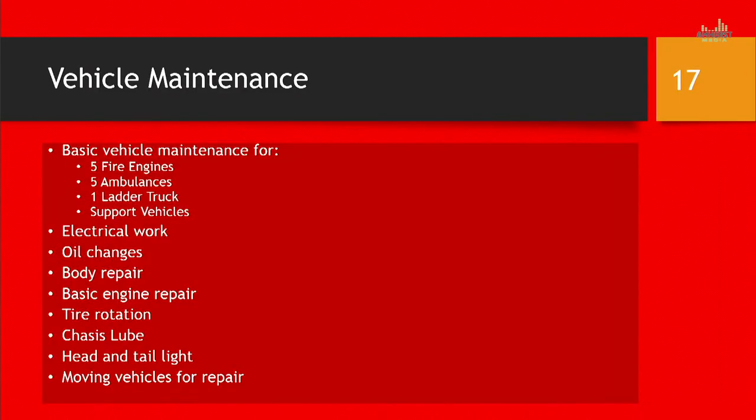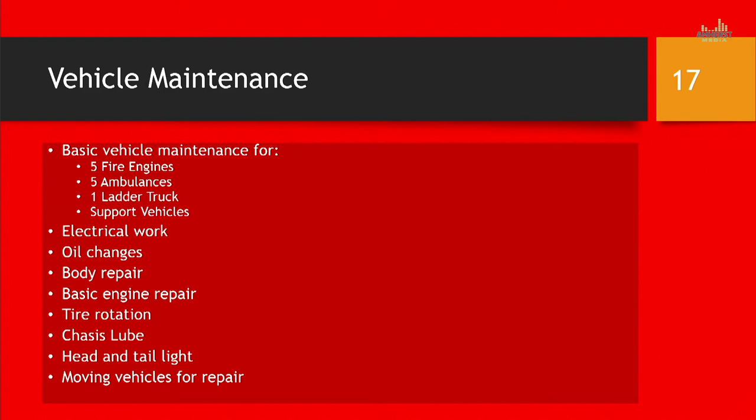Vehicles are our next single biggest resource in order to provide the service we do. We do have 5 fire engines, 5 ambulances, not always staffed. We have 5 ambulances, a ladder truck, a rescue, and then a number of other support vehicles. So that's a big part of our job, to keep those on the road and keep them up to date. We do a lot of the basic maintenance, routine, and repairs in-house using on-duty firefighters, sometimes firefighters on overtime.